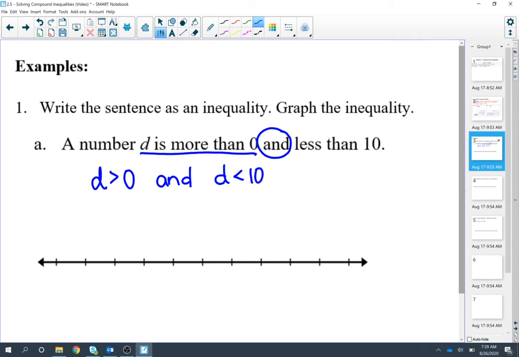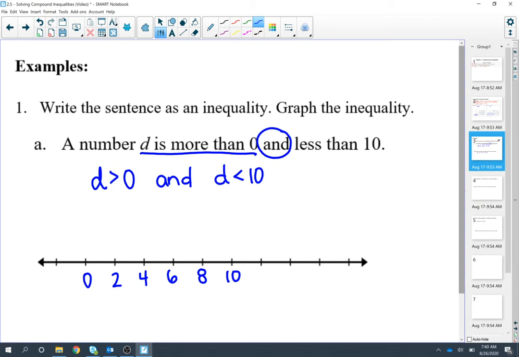Now, if I take a look at a graph, I'm dealing with a 0 and I'm dealing with a 10. So let's say I need to plan this out. I could put 0 here, 2, 4, 6, 8, 10, or I could go 1, 2, 3, 4, 5, 6, 7, 8, 9. That won't give me enough. So 0, 2, 4, 6, 8, 10.